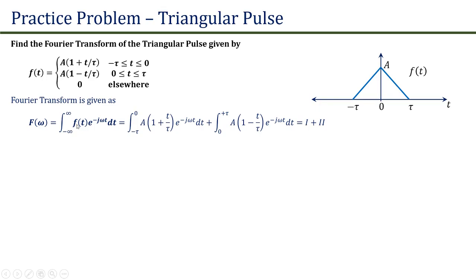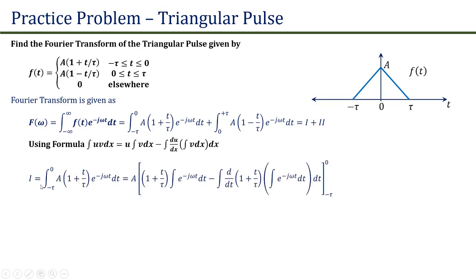If we put this f(t) in this relation and modify the limits accordingly, we will get F(omega) is equal to integral from minus tau to 0 A into 1 plus t upon tau into e raised to power minus j omega t into dt plus integral from 0 to plus tau A into 1 minus t upon tau into e raised to power minus j omega t into dt. For simplification, let us consider these both integrals one by one and solve them using integration by parts.